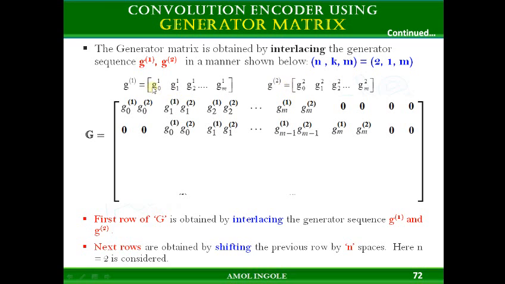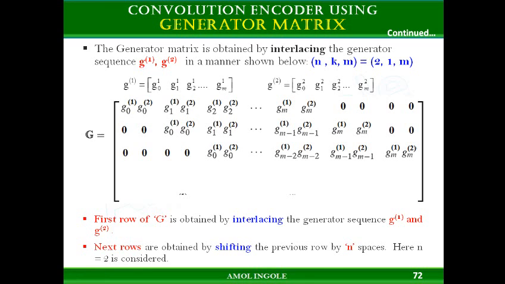There are 2 generator sequences given, G1 and G2. If we would have been given 3 generator sequences, in that case we would have shifted the next row by 3 spaces. So you just need to shift it right by 2 spaces, as n is equal to 2 in this case. And the remaining rows can be obtained in a similar way.